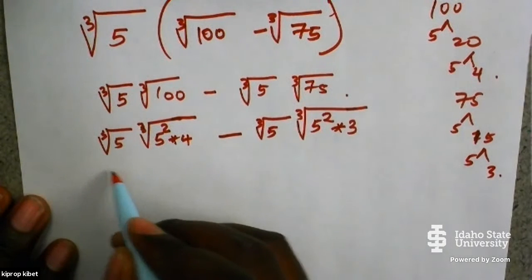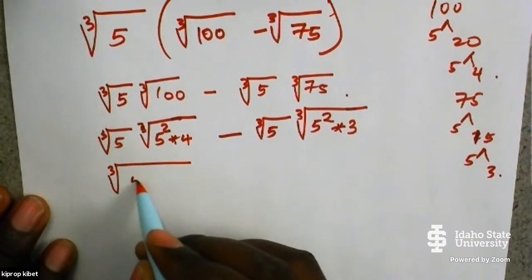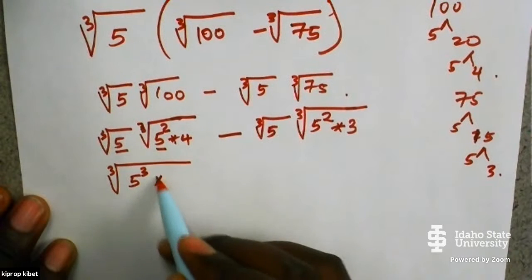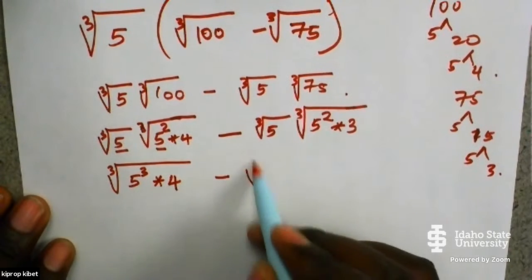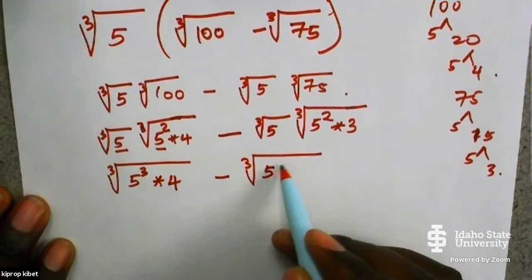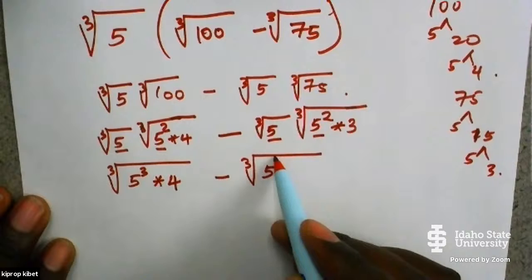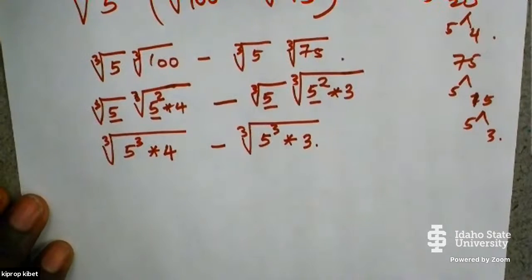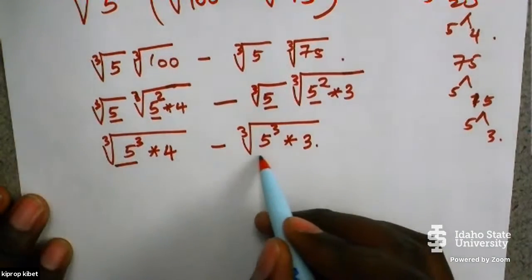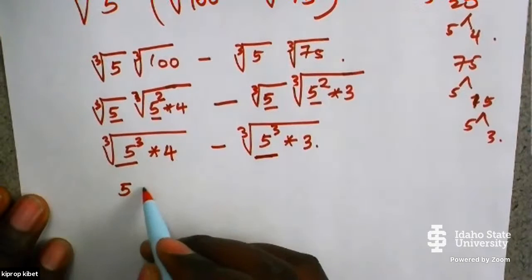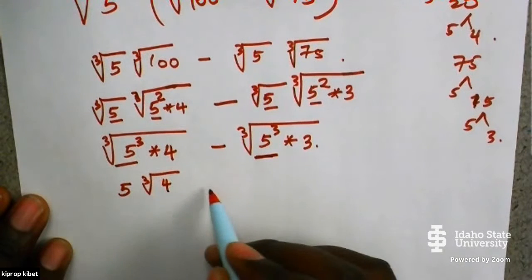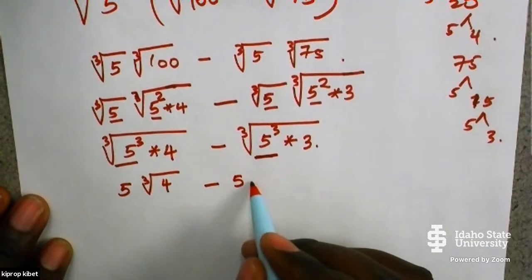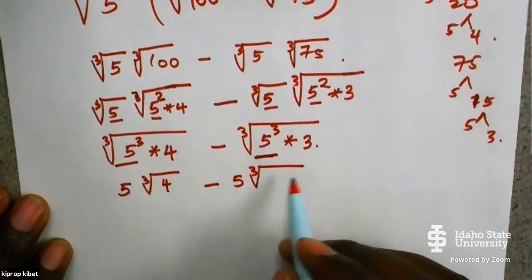Now when you combine, it will be the cube root of 5, and this and this are multiplied by 4, minus the cube root of 5 raised to what? This and this are 3, multiplied by 3. So finally it will be 5 times the cube root of 4, minus 5 times the cube root of 3.